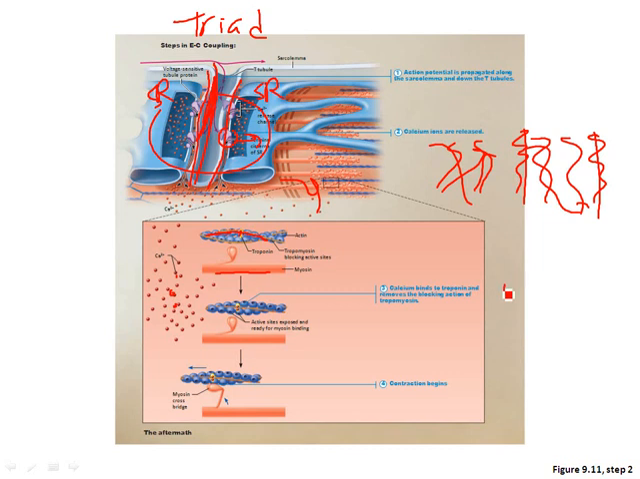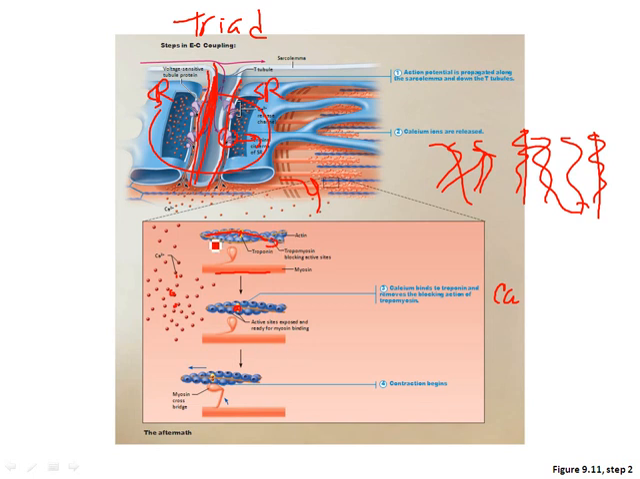Troponin is a place for calcium to bind. Troponin has a calcium binding site. So once calcium is released into the cytoplasm of the muscle cell, it will bind troponin. When troponin is bound, it actually causes tropomyosin to change shape. It kind of causes it to roll. And when it changes the shape of tropomyosin, these myosin binding sites on actin are now exposed.